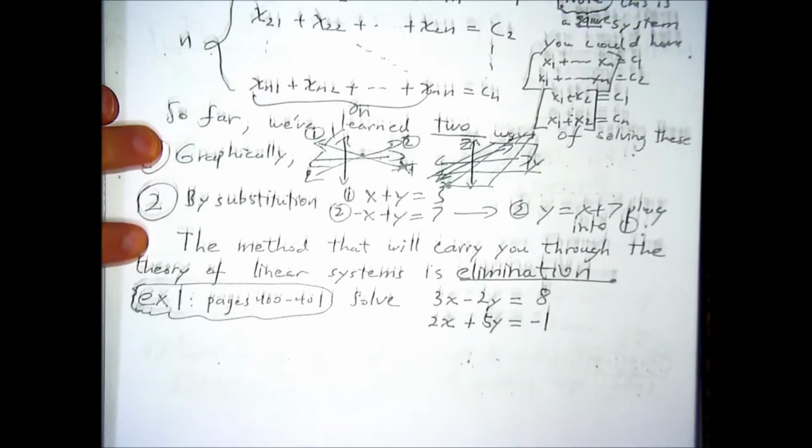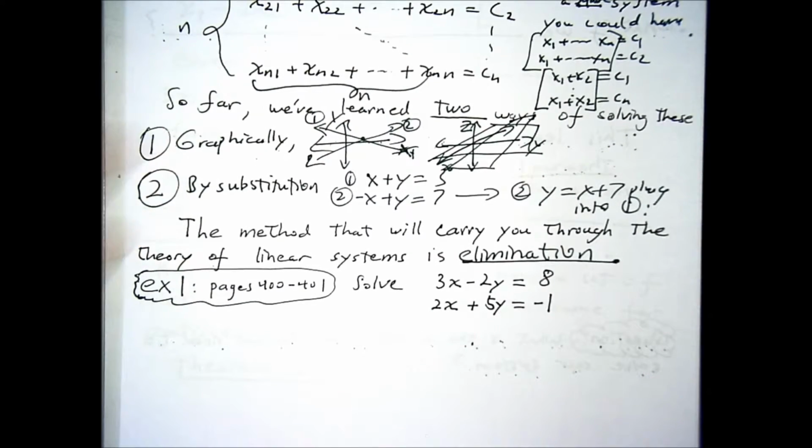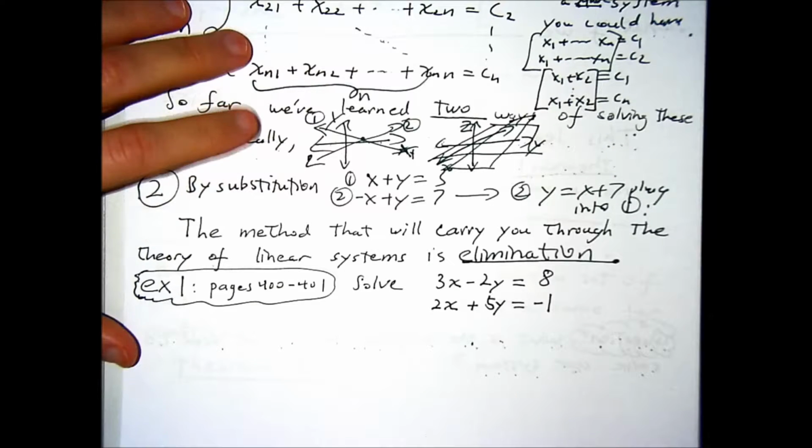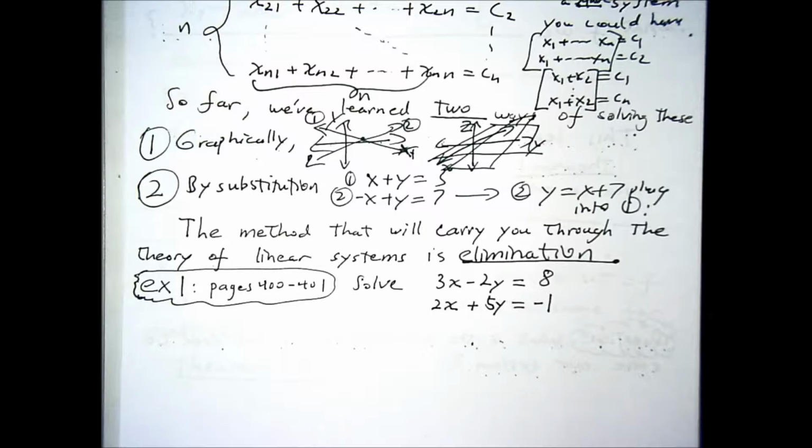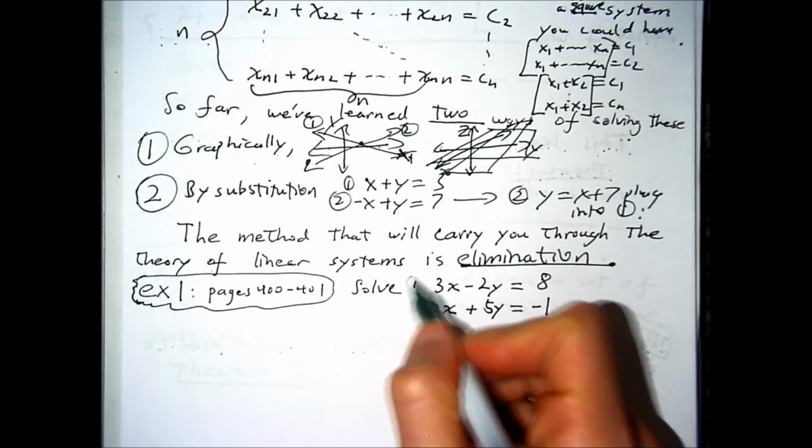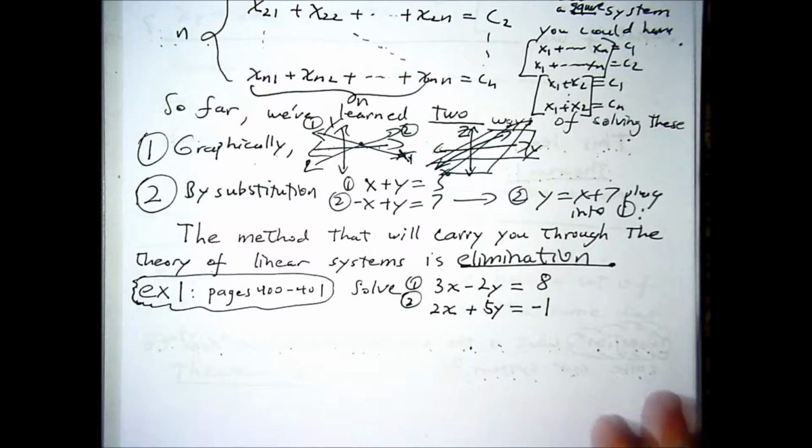So we have example 1 on pages 400 to 401. And they say solve this system by addition. I'm not sure what they mean by solve it by addition, but okay, yeah. So we want to solve this. We'll call this equation 1, and we'll call this equation 2.